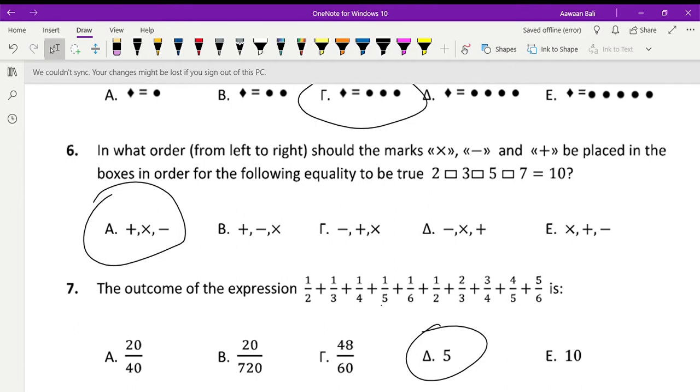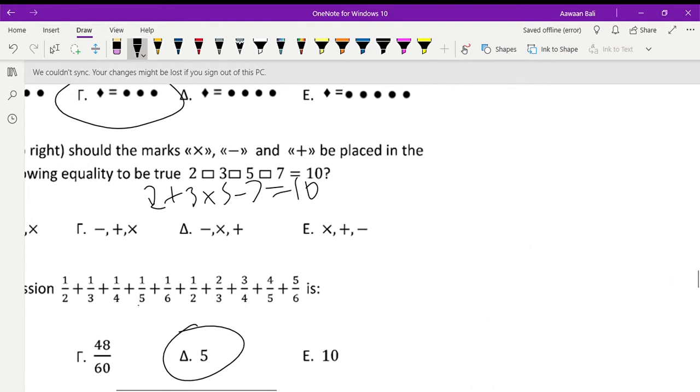But we don't actually need that because we don't need to use it here. Now, normally we have to just substitute because we don't have any hints, or you could just work it out by yourself. The answer is alpha because when we have 2 plus 3 times 5 minus 7 is equal to 10. First thing we do is multiplication. So 2 plus 15 minus 7 is equal to 10.